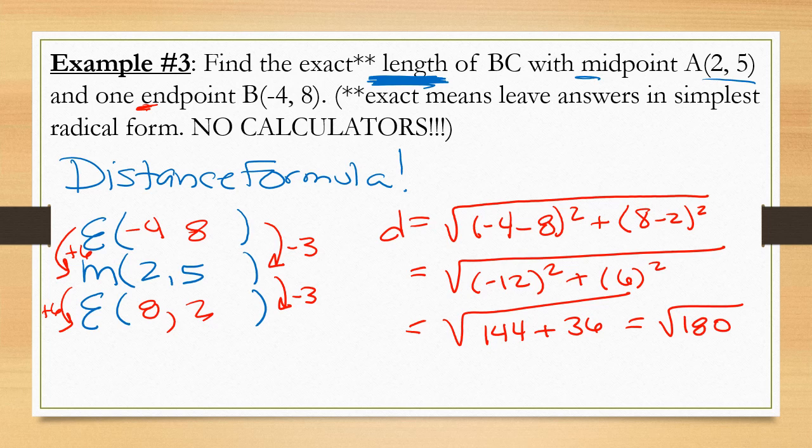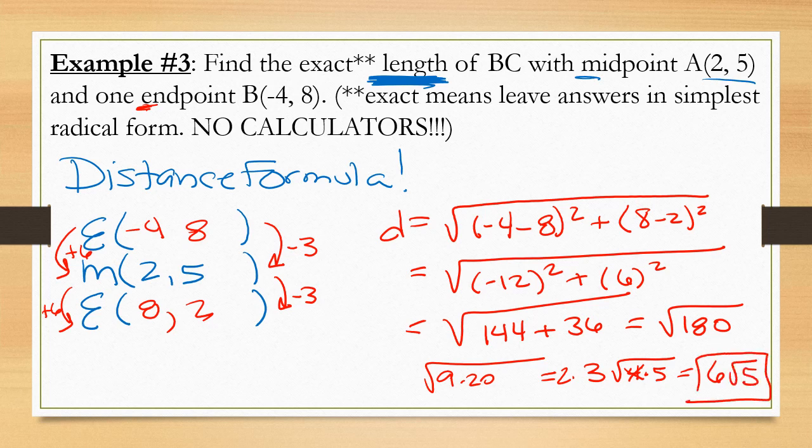So now I have to think about breaking that down into numbers that I can take the square root of. So if I do that, I can break 180 down into 9 times 20. The square root of 9 is 3. When I look at 20, 20 is actually 4 times 5. So I think of 4, and I can take the square root of 4, which is 2. And so out in front, I have 6, and inside I have 5. So your answer is going to be 6 square root of 5.